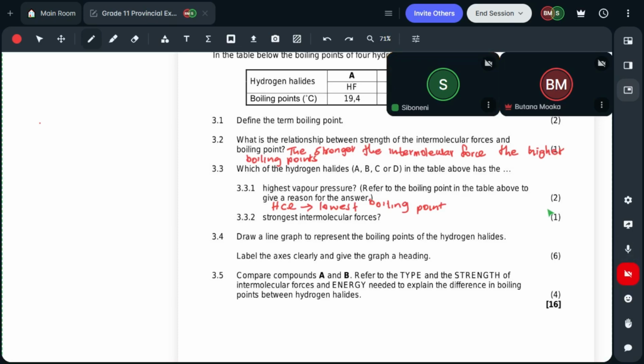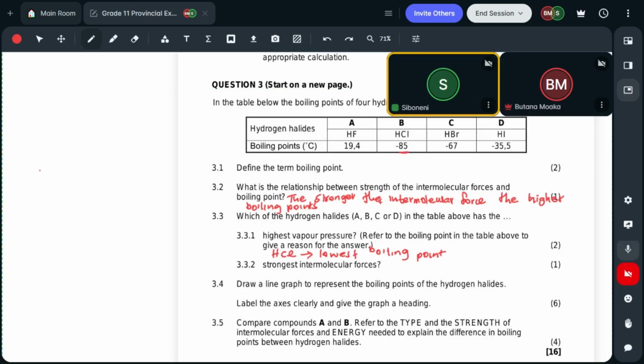Yes. Okay. Now they are asking us about the strongest intermolecular force. Remember on 3.2 we said the stronger the intermolecular force, the higher the boiling point. You just have to look at the one that has the highest boiling point, which is hydrogen. And what will be the reason? Because this one has the highest boiling point.